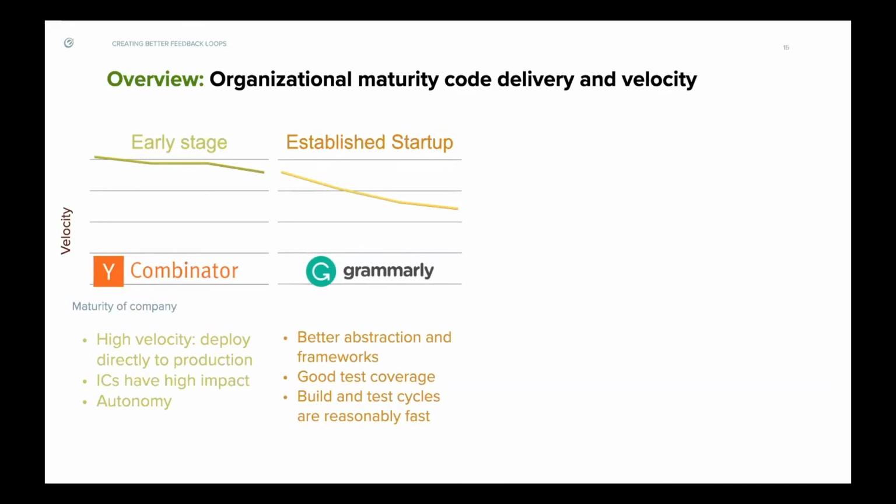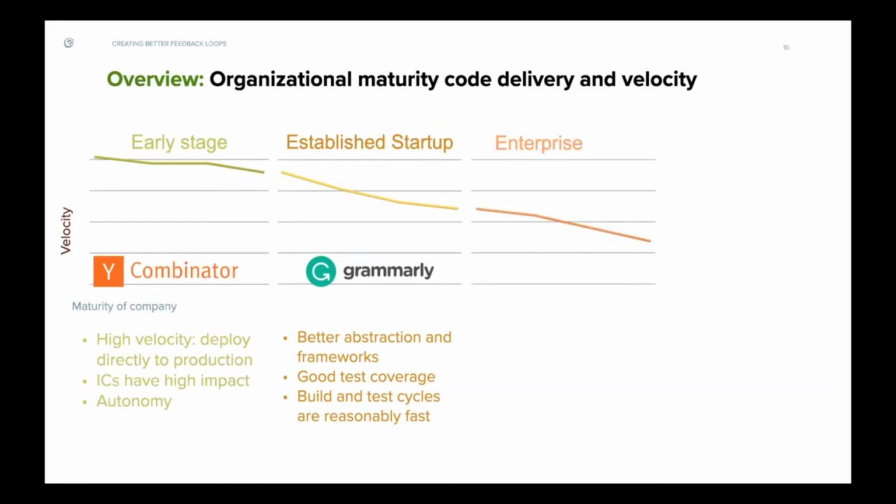Let's say you're a little bit further along, you're an established startup. Your velocity is probably going to drop down. You introduce new environments, you've got new processes to go through. Every new piece of code may not necessarily be something directly to production. You might be doing back office processes. You might be doing other things that improve an existing process or refactoring. But your build and test cycles are reasonably fast as far as your velocity goes.